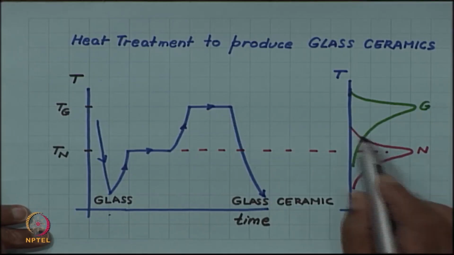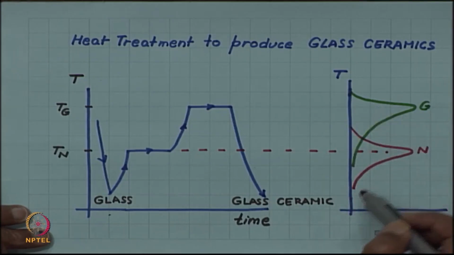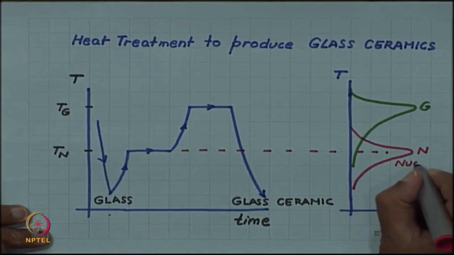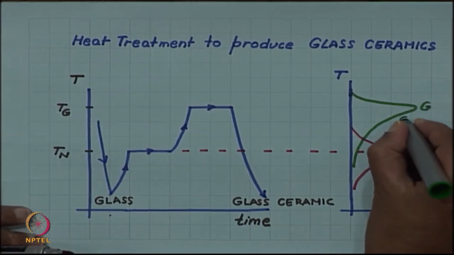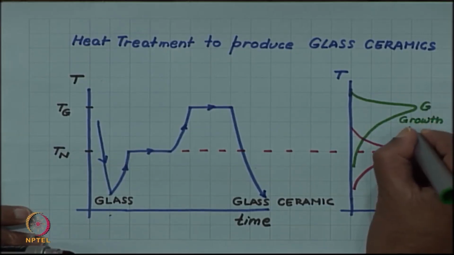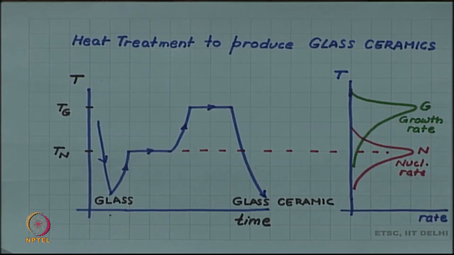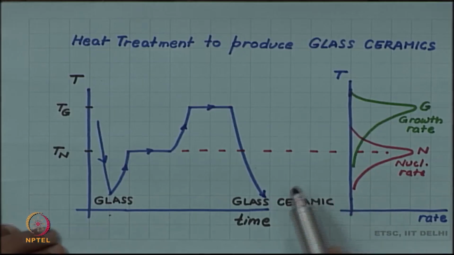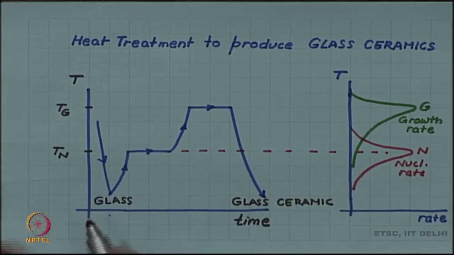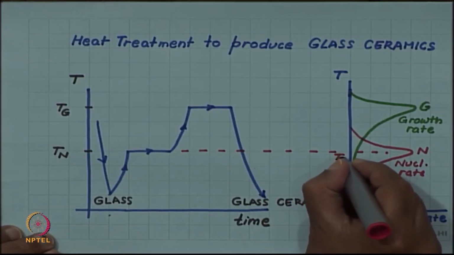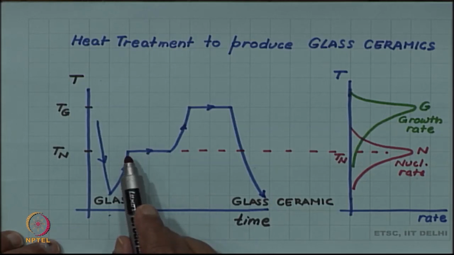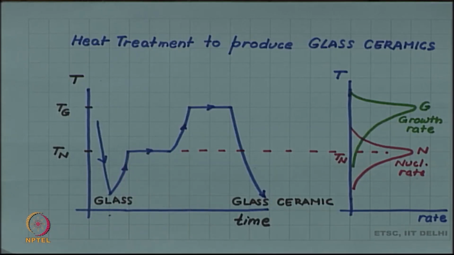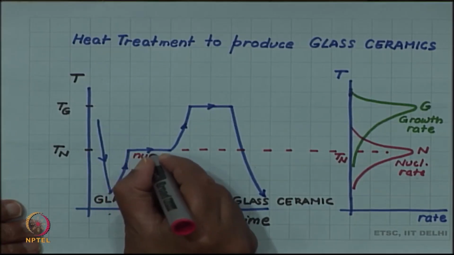So, this curve, recall we have studied that the growth rate and nucleation rate as a function of temperature show a maxima. So, this n is the nucleation rate and g is the growth rate. So, at T n, this temperature T n, the nucleation rate is maximum. So, several crystallites, several crystal nuclei form during this period. This is the nucleation stage.